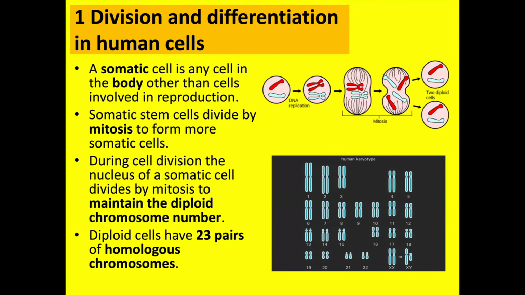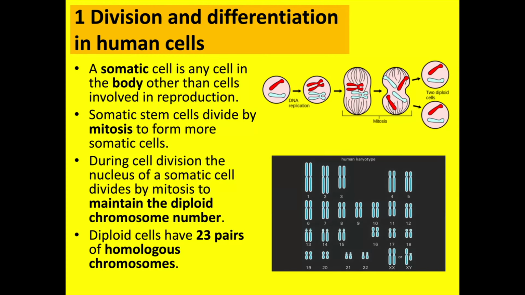Hello and welcome to the first video for the Higher Human Biology course on the first topic of Unit 1, which is division and differentiation in human cells. So the first thing we need to establish in this topic is the two main types of cells that we have in the human body and a little bit about how they divide and their various features and characteristics.